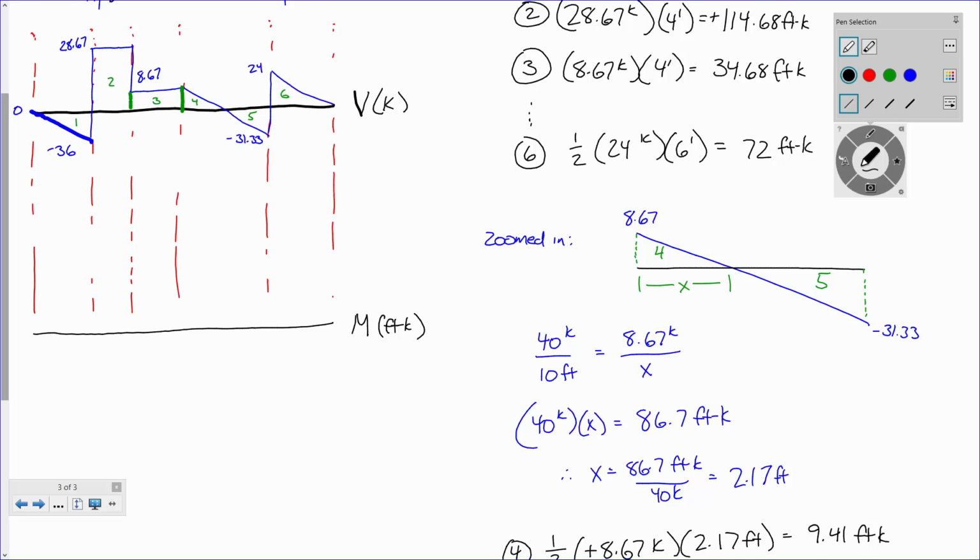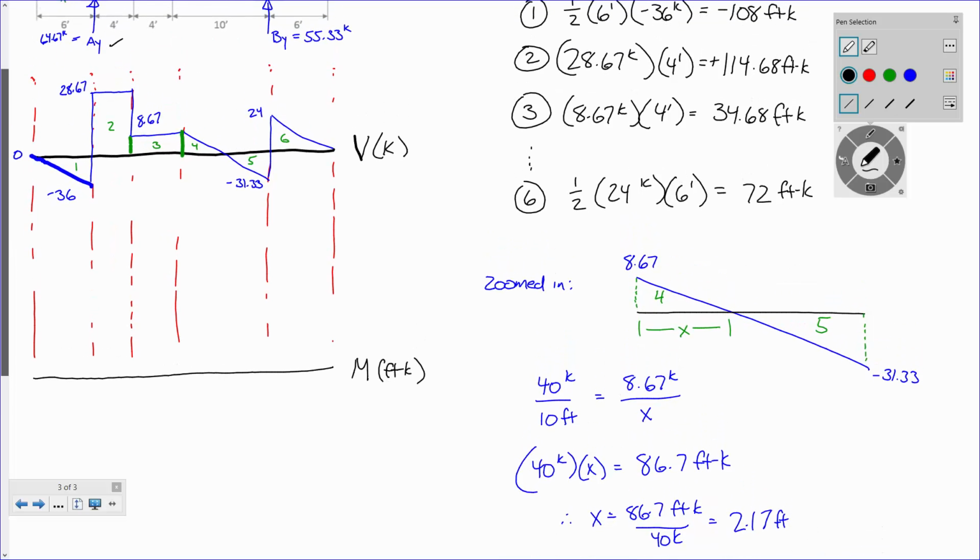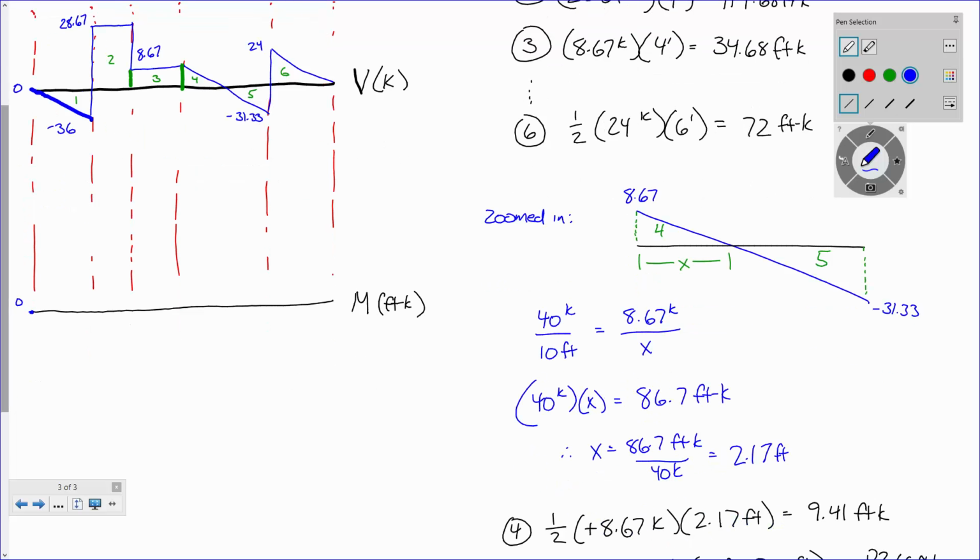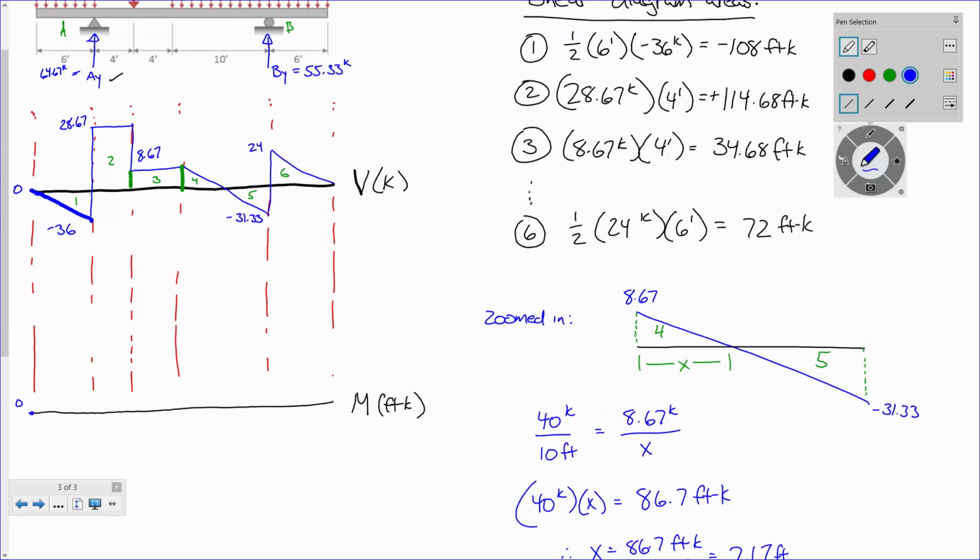Okay. So here's how I'm going to do this. So watch this. This is my secret to doing the moment diagram. So, all right, we start off at 0. Now, area number 1, let me scroll up. Area number 1 was negative 108, right? So that means between here and this first point, I have to be at negative 108. Now, how do I get there?